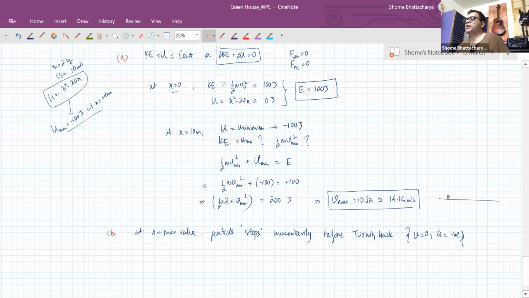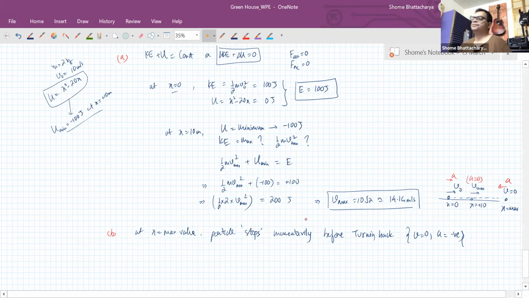So it started from x equal to 0 with some v naught, and then it went to some maximum displacement point where its velocity becomes 0, but it has a backward acceleration, whereas initially it had a forward acceleration. And in between, at some other point like x equal to 10, it had maximum speed because its acceleration was zero.